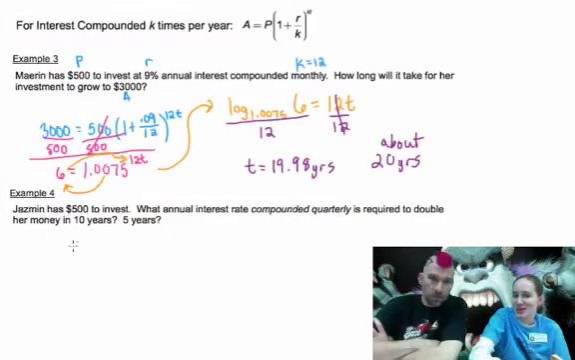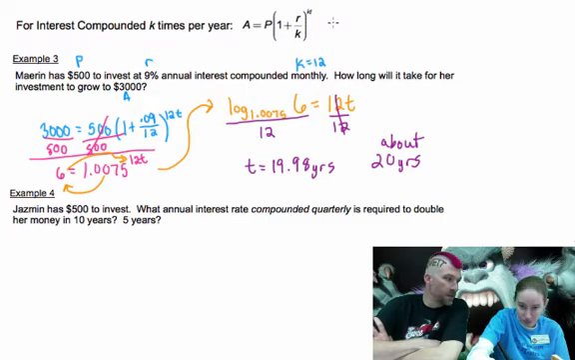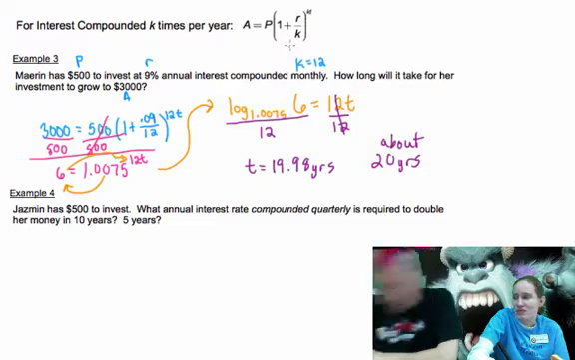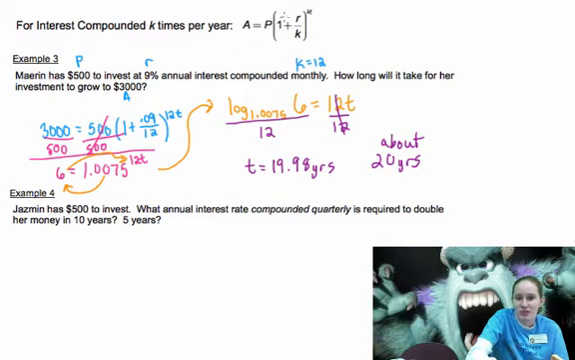All right, example 4. Jasmine has $500 to invest. What annual interest rate compounded quarterly is required to double her money in 10 years, in 5 years? So this is going to be one of those solving backwards logarithmic type of things. We're still going to use the same kind of formula that we've been using for example 3, but now we actually know what amount we want to get to, because how much do we have if we double $500? We'd have $1,000. So that means A is going to be 1,000, P is going to be 500.